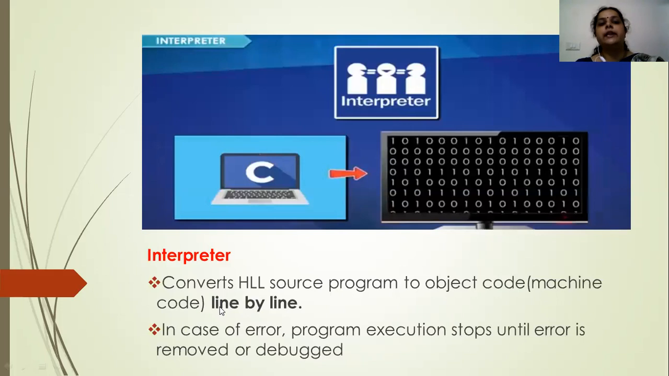In the same way, an interpreter also converts your source program to object code, but line by line. It is not converting the whole program. Means it will check one line, then it will go to the second line. If suppose there is any error in the second line, then it will stop there. You have to rectify that error, or remove it if not required in the program, and then it will go to the third line, then the fourth line. So it will not give you a list of errors at once. It will give you line by line. You have to correct that error and then the conversion process will move further.